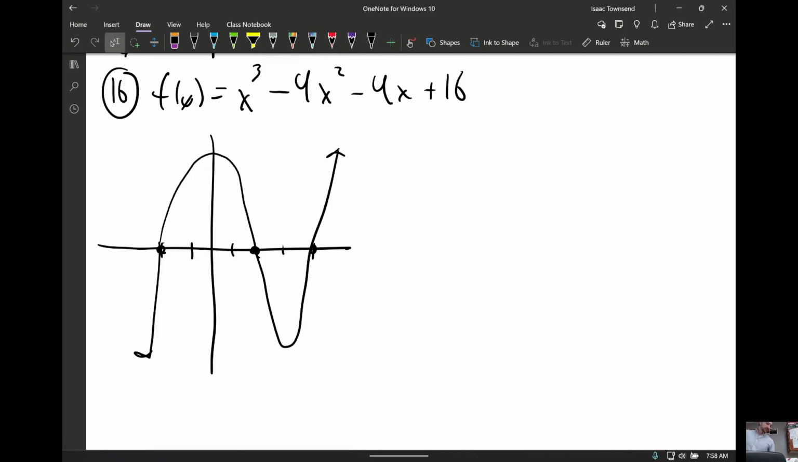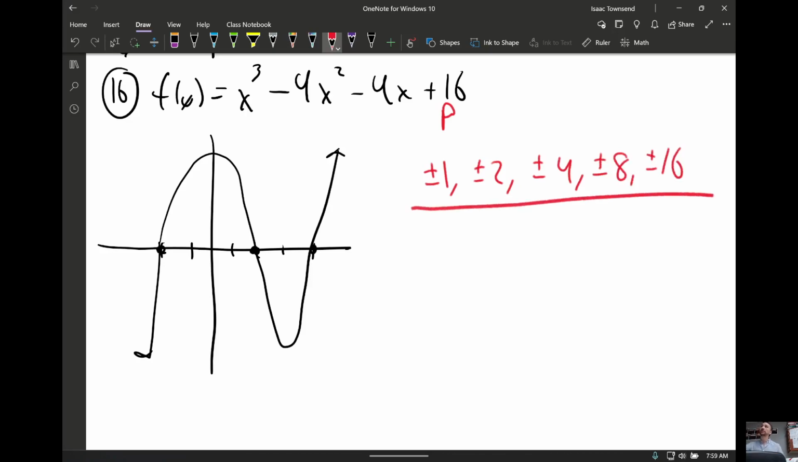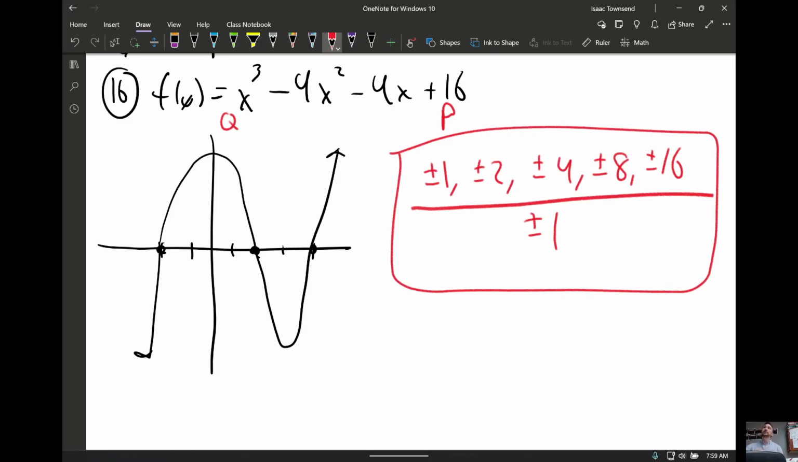Okay, so your answer for 16, to list out the possible rational zeros and to apply the rational zero test, is basically the same thing. We need plus or minus all the factors of p, which is a constant, so anything that goes into 16 evenly, plus or minus, over plus or minus all the factors of q, and q is the leading coefficient. So this is the answer that they were looking for, and we're going to use this in some of the next questions.